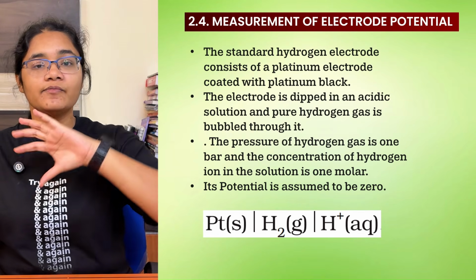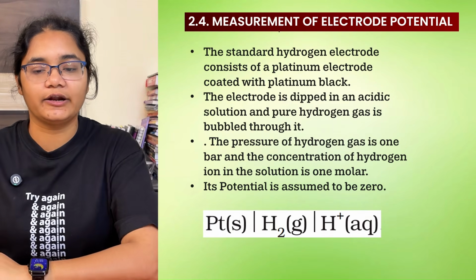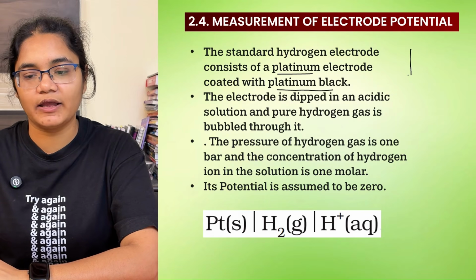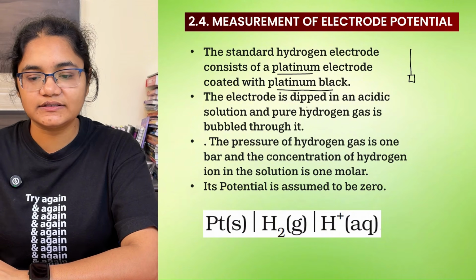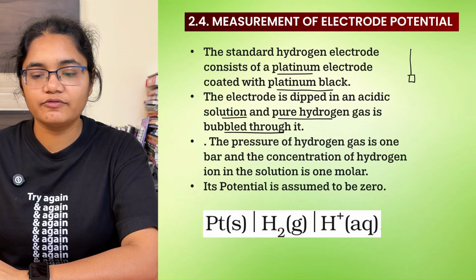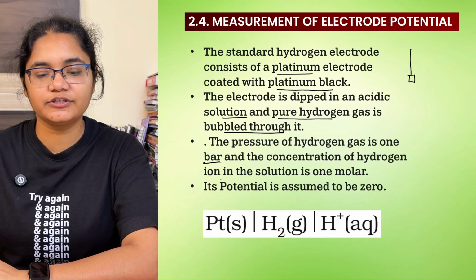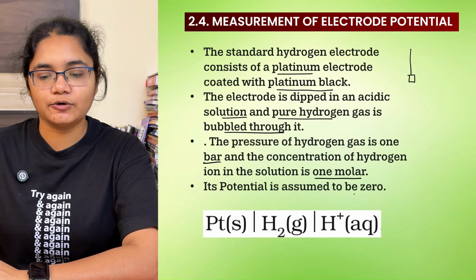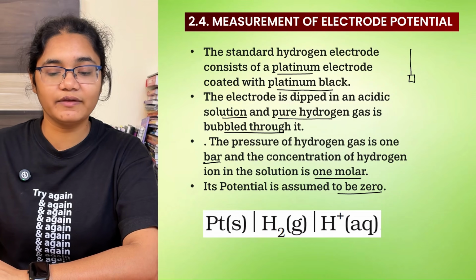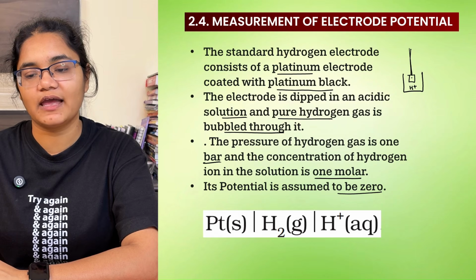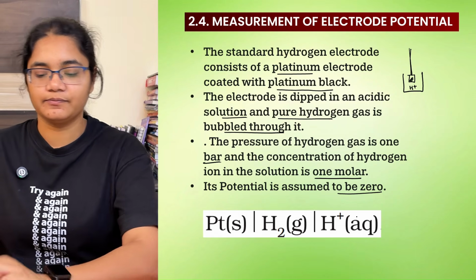First let us understand the structure of the standard hydrogen electrode. It consists of a platinum electrode coated with platinum black. You have a platinum wire and then you have platinum black. The electrode is dipped in an acidic solution and pure hydrogen gas is bubbled through it. The pressure of the hydrogen gas is 1 bar and the concentration of the hydrogen ion is 1 molar. Its potential is assumed to be 0. This is how we represent the hydrogen electrode: platinum wire, then H2 gas, and here H plus.